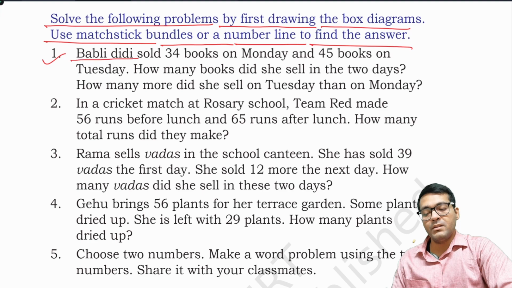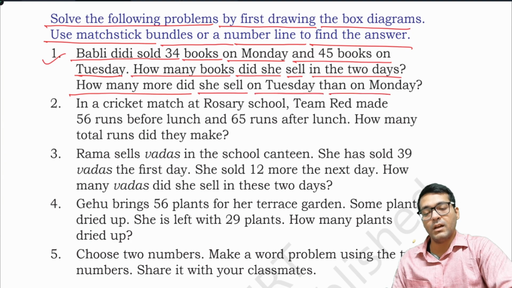1. Bubbly Didi sold 34 books on Monday and 45 books on Tuesday. How many books did she sell in the 2 days? How many more did she sell on Tuesday than on Monday? In 2 days, she sold 34 plus 45. You can do that on Gilnadi. You will get 79. And the difference between 45 and 34 is 11.